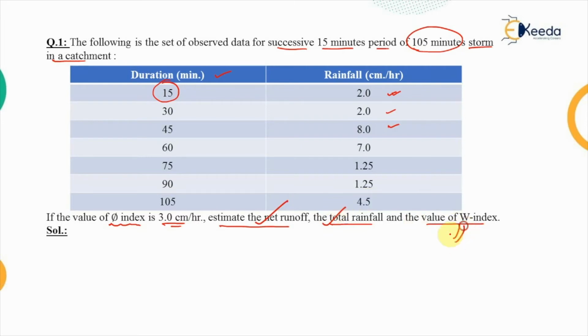Now we have to calculate the W index. For this we have already read the formulation, and that is equal to the total infiltration divided by the total duration. So this will be total infiltration divided by the total duration. That is the value of the W index.